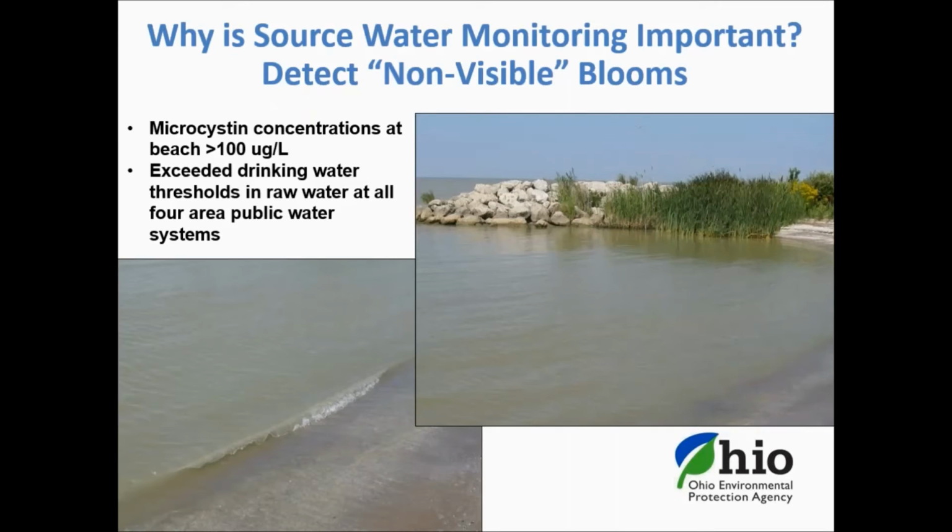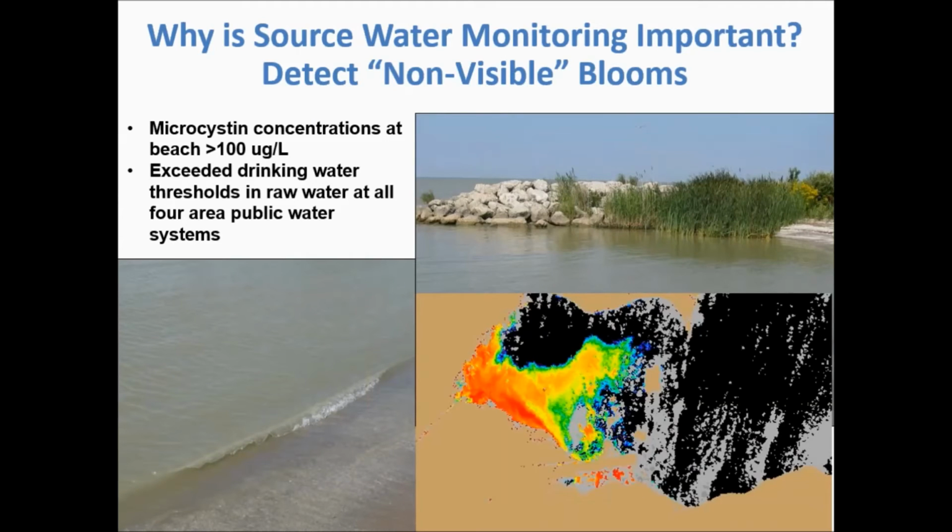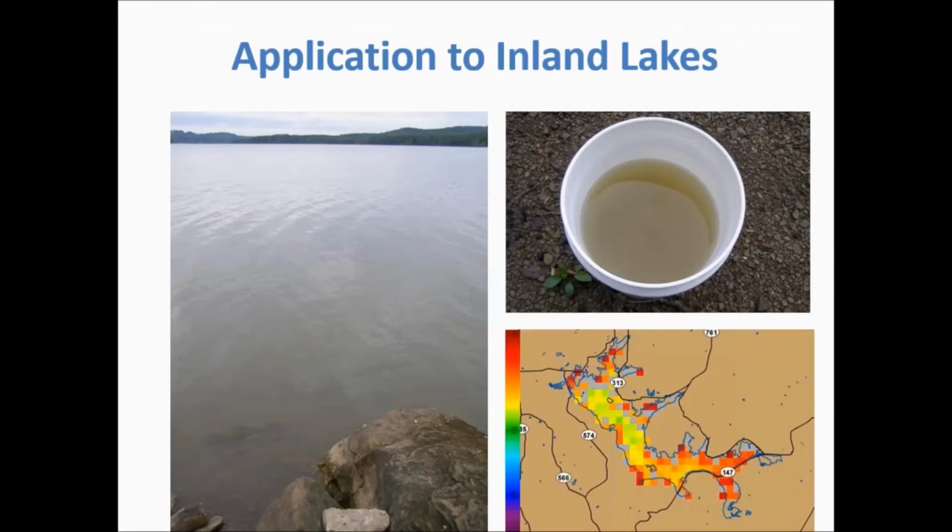So why is source water monitoring important? Many times severe blooms are not visually apparent or associated with other water quality impacts like taste and odor compounds. This is an image of a severe Microcystis bloom on Lake Erie. In the image, average microcystin concentrations at this beach were over 100 micrograms per liter, and microcystins were also detected at area intakes. Luckily, NOAA provides satellite imagery that has been processed to detect the chlorophyll and phycocyanin pigments unique to cyanobacteria. The bloom clearly shows up in the imagery as the red area on the map, which is used by Ohio EPA and public water systems to target sampling and treatment optimization. Next slide.